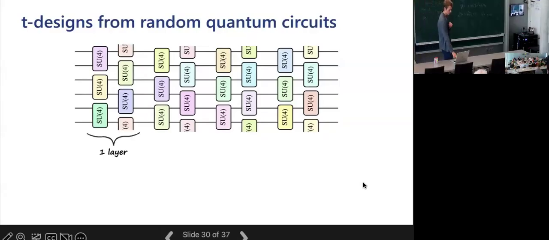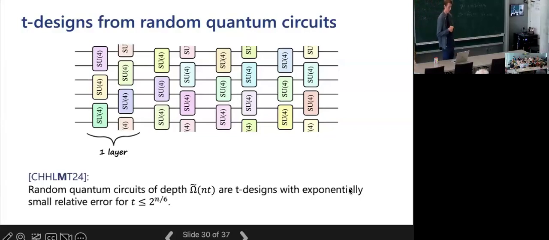And this is what we call one layer of the circuit. And now, as I said, the question is basically, as I keep going with this random circuit, how random does it look? How quickly does it converge to the uniform distribution? And this is measured by the t-design property.